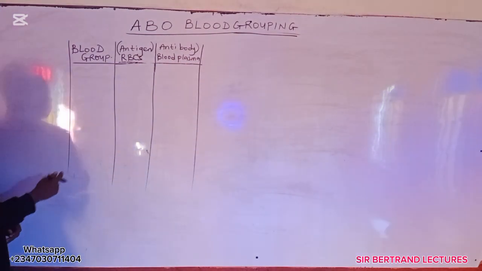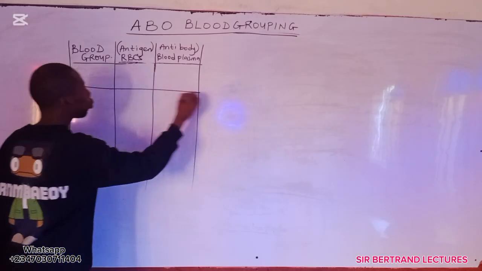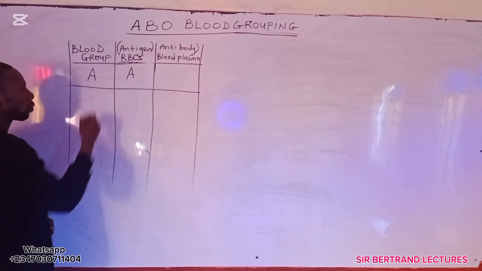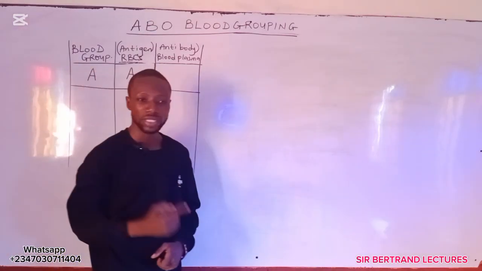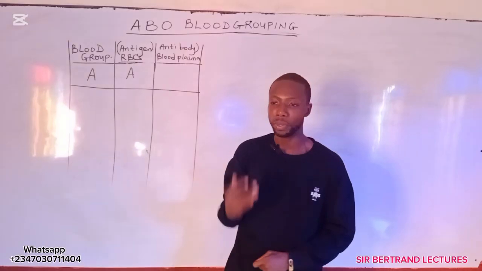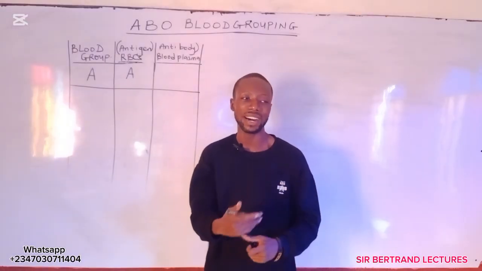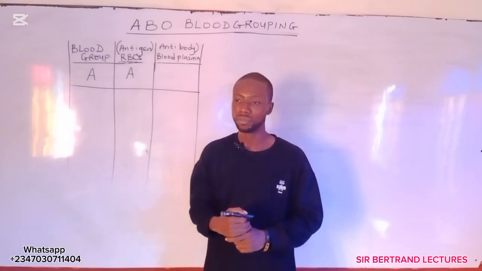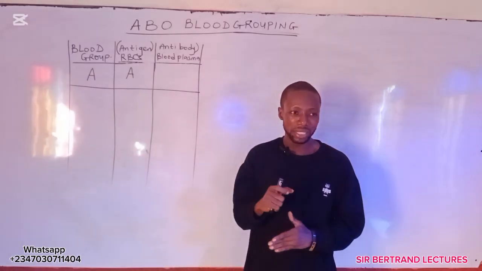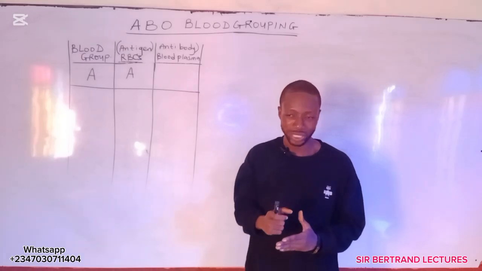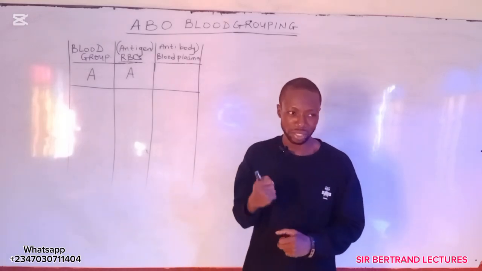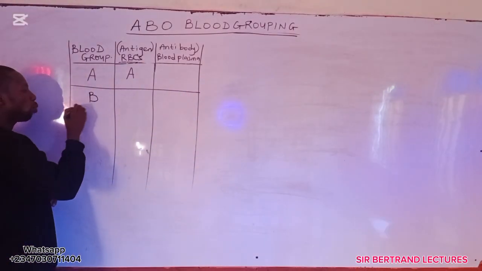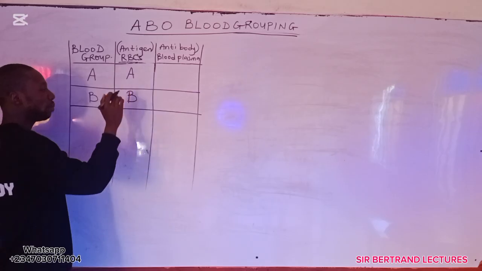Okay. Individuals with blood group A are so because of the antigen A found on the surface of the red blood cell. People that belong to blood group A are so because of what they have on the surface of the red blood cell, and that is the antigen. That is to say, what determines the blood group is the antigen found on the surface of the red blood cell. Okay?